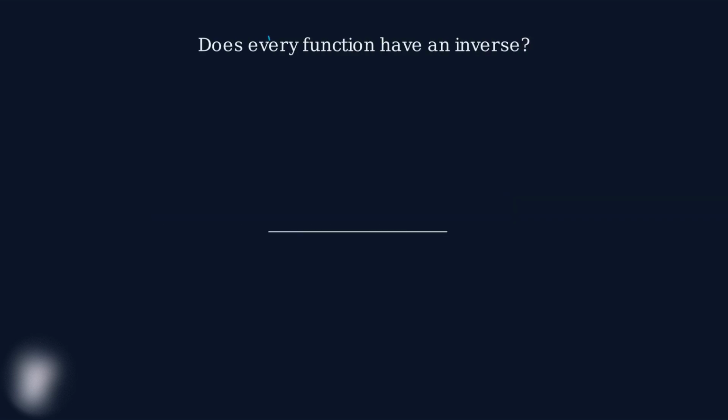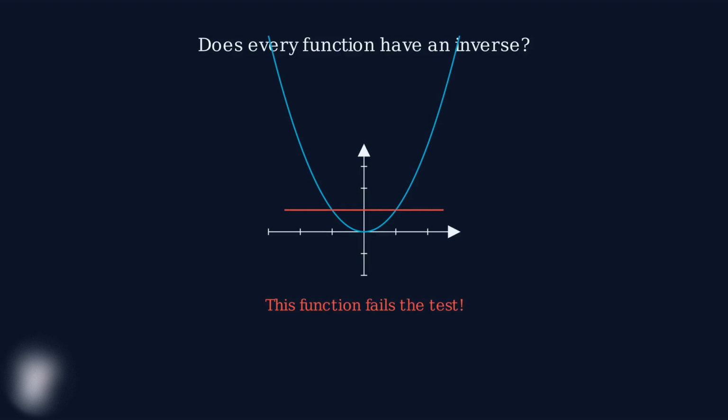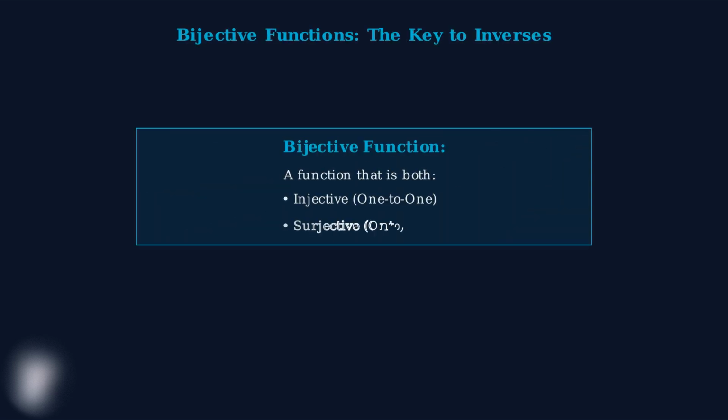Here's a question that trips up many students. Does every function have an inverse? Most people assume the answer is yes, but that's actually incorrect. The truth is, only special types of functions called bijective functions have inverses. A function can only have an inverse if it's bijective.